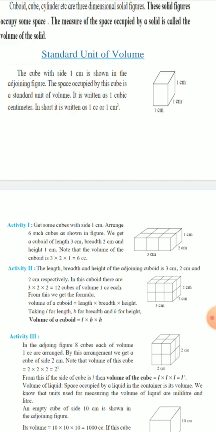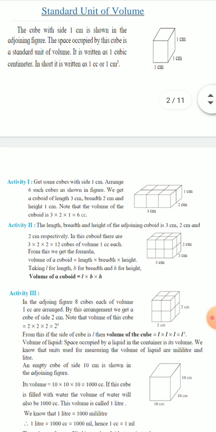Now, in the third activity, I am going to use 8 cubes, each of volume 1 centimeter cube. With the help of this arrangement, we will get a cube of side 2 centimeter. Now, the length side is 2 centimeter, so all dimensions are 2 centimeter. All means the given 3 dimensions: length, width, and height. Now 2 centimeter into 2 centimeter into 2 centimeter becomes 8 centimeter cube or 8 cc. The volume of the given cube is 8 cc.